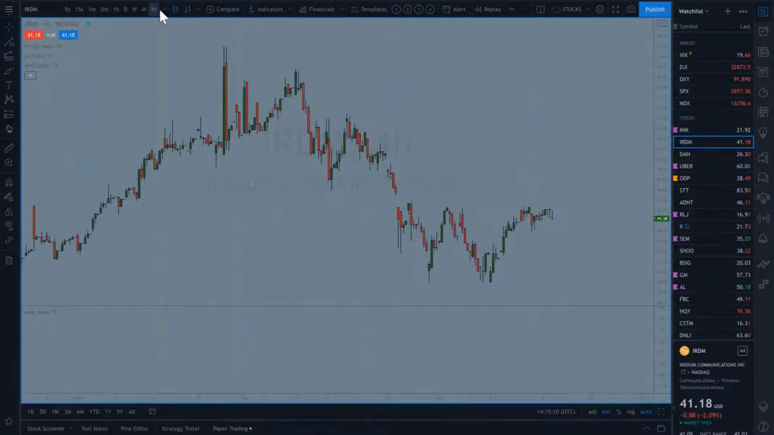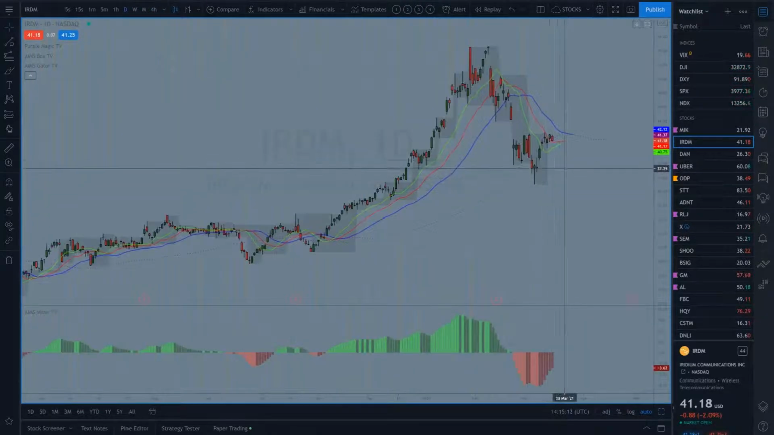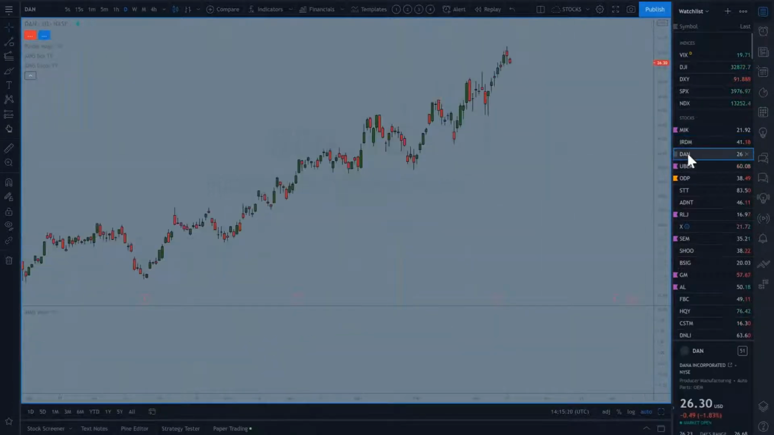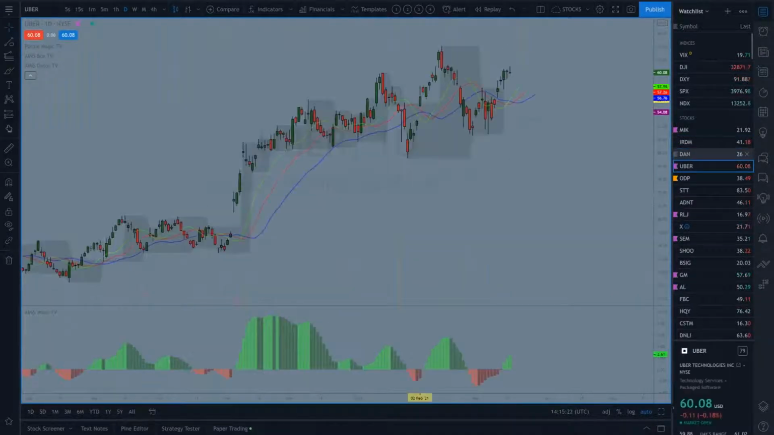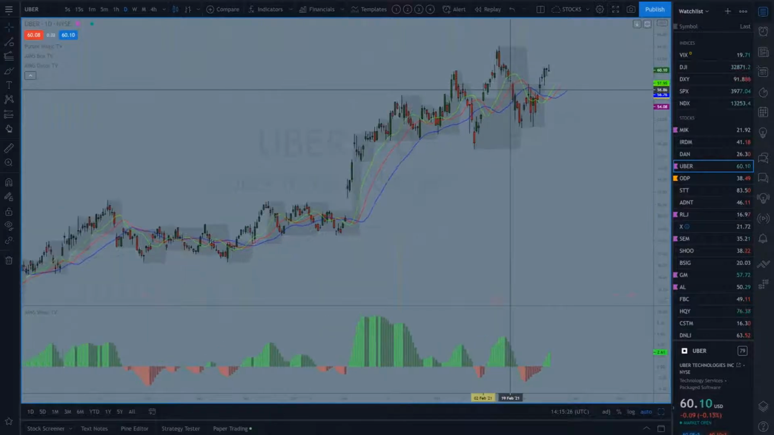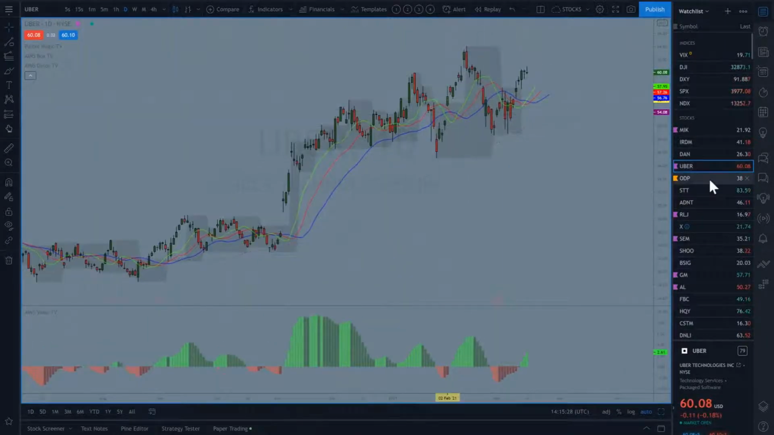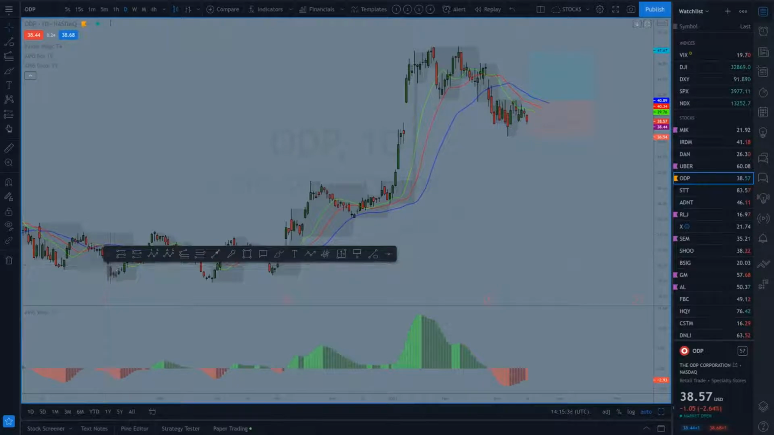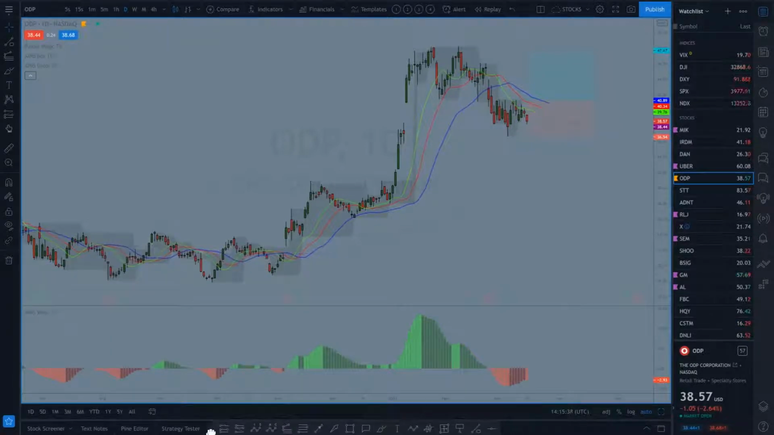Now I'm going to go quickly through my stocks watch list. This one can trigger here, but I'll wait for it. I'll wait for the gator to turn around. Okay, DAN. Uber we could have bought over here, but it doesn't really look pretty. ODP is setting up. It has this support and resistance. Where are my tools? I'll just keep them here. Okay.